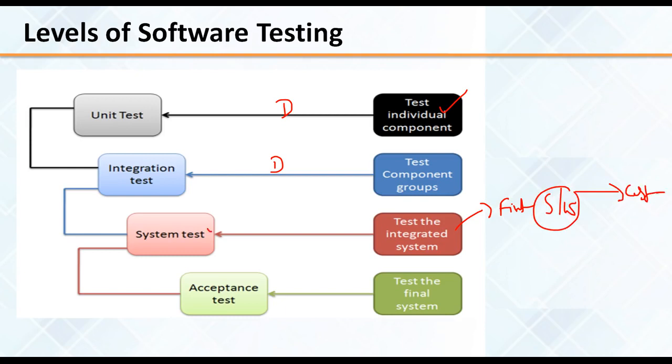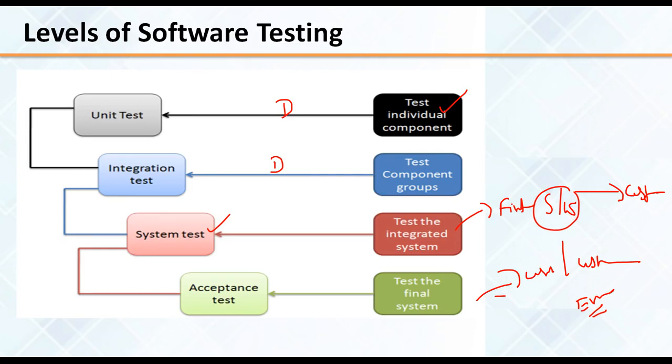And then acceptance testing. So test the final system. This is also testing the final system, but here the testing is conducted by the users or customers in their environment. Okay, that is acceptance testing. Unit testing, integration testing, system testing, and acceptance testing. So these are the levels of testing.